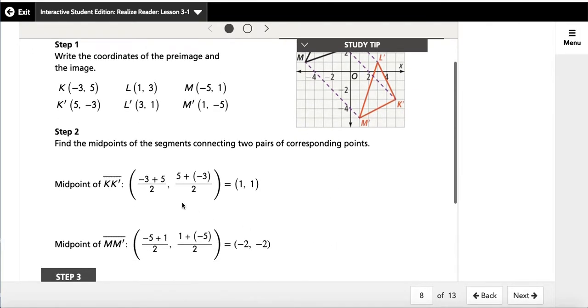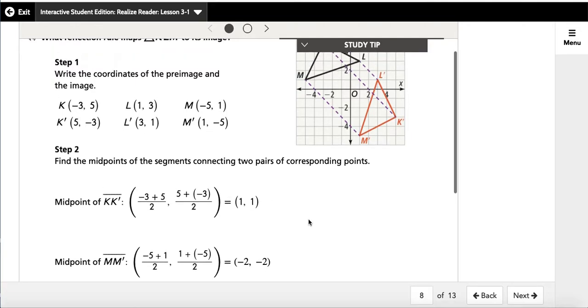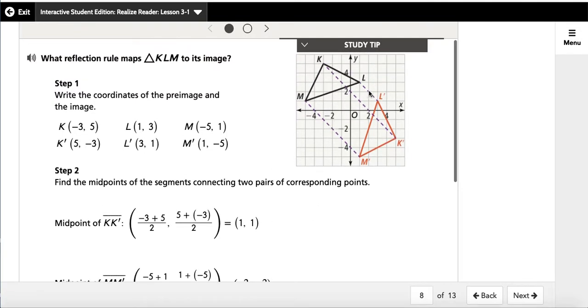They showed the work here. To find the midpoints, you would add the x coordinates and divide by 2, add the y coordinates and divide by 2, and that's what they did here to get 1, 1. And over here, for M, they added the x coordinates and divided by 2, added the y coordinates, divided by 2.